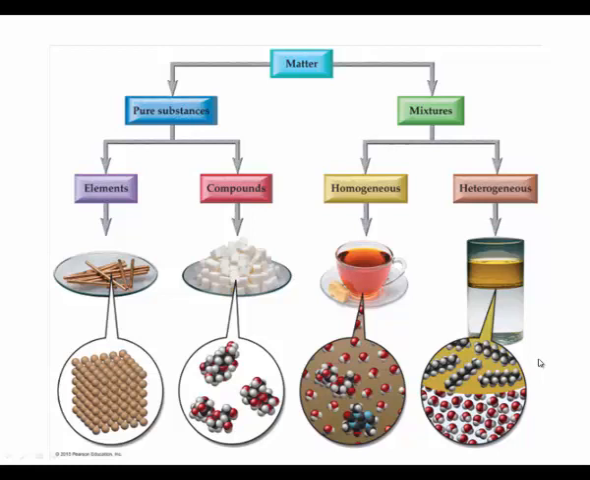So you might remember from chapter 3, we talked about categorizing matter. We had the pure substances, elements, and compounds. We looked in more detail at elements last time with chapter 4. Today we'll look in more detail at compounds. Mixtures will be much later in the semester.